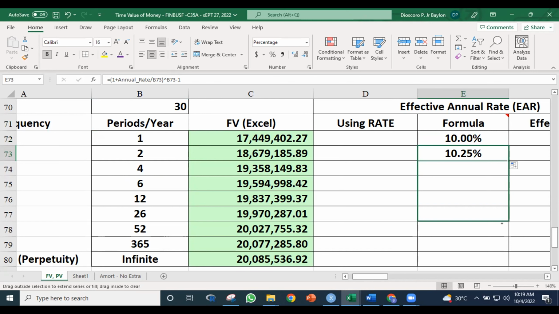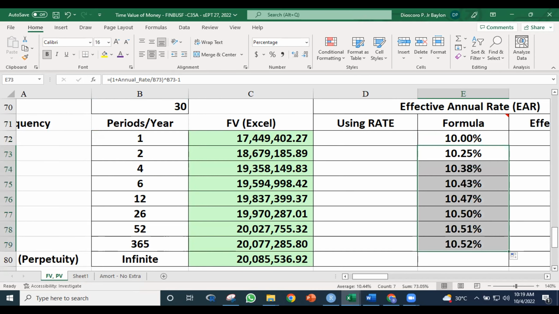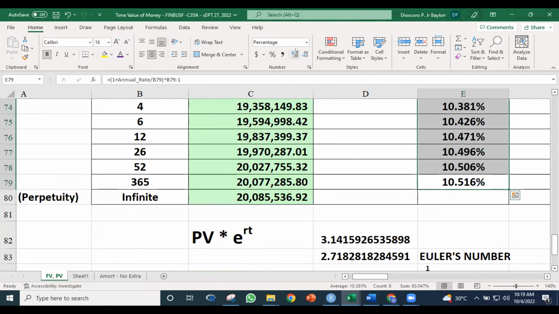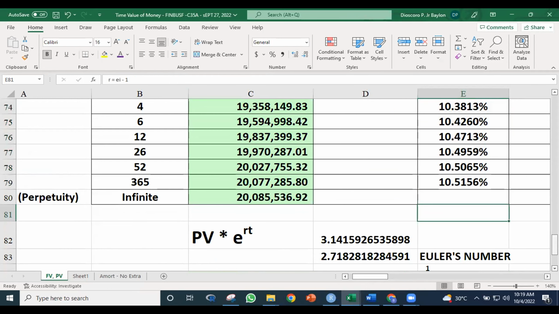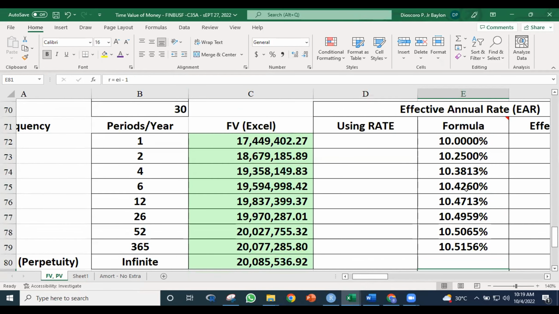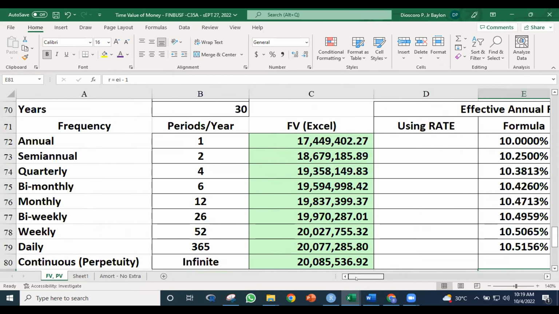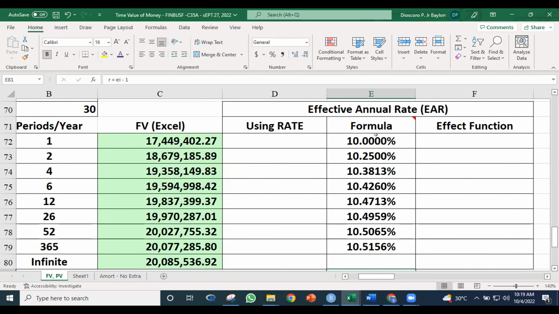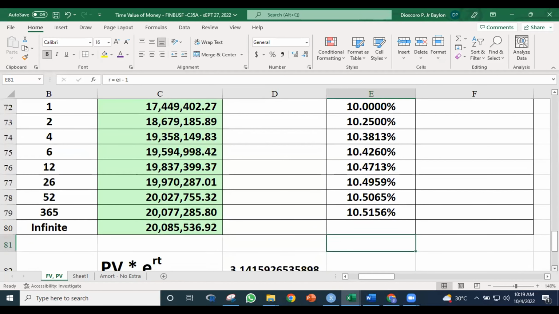And as you copy this, notice the effective rates. Of course, let's increase the decimal point. The effective annual rate becomes bigger if you have non-annual compounding. As you can see, the future values are bigger if you have more compounding per year. Therefore, we expect that the effective annual rate will be bigger.